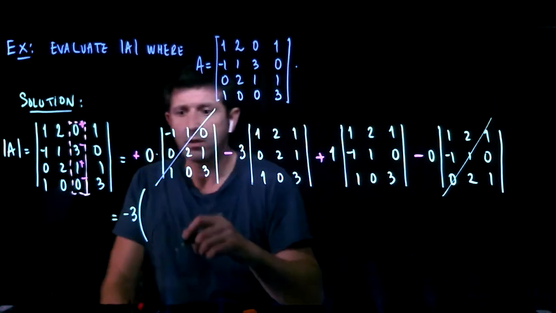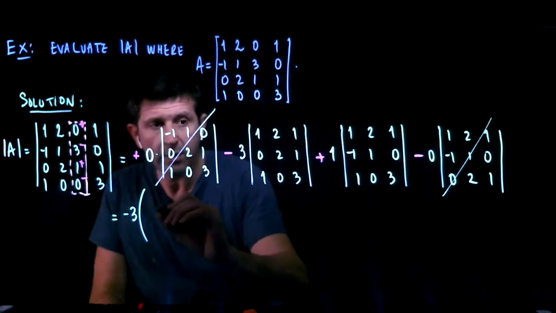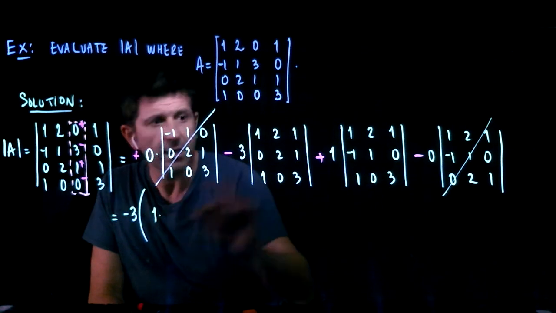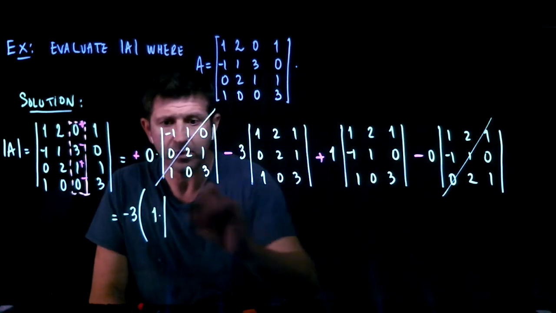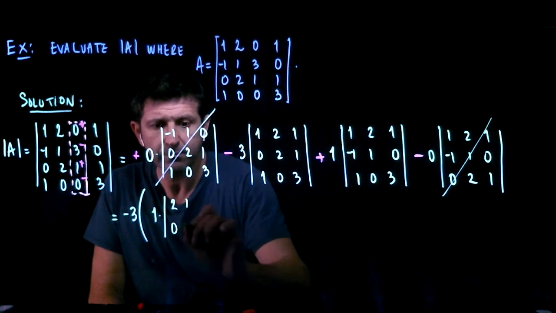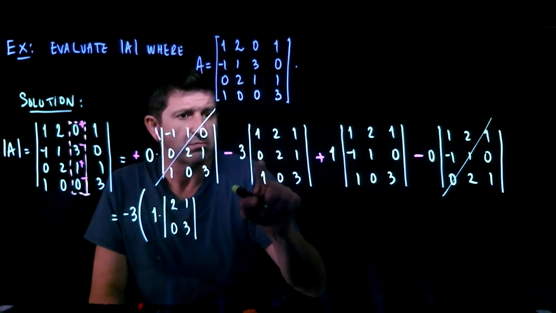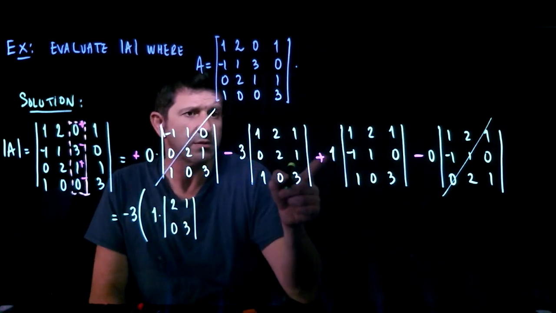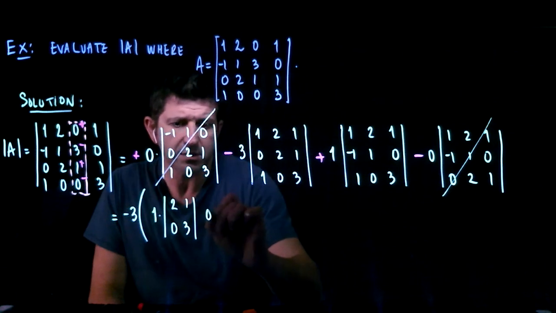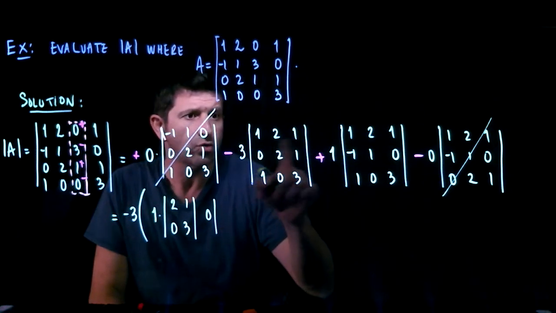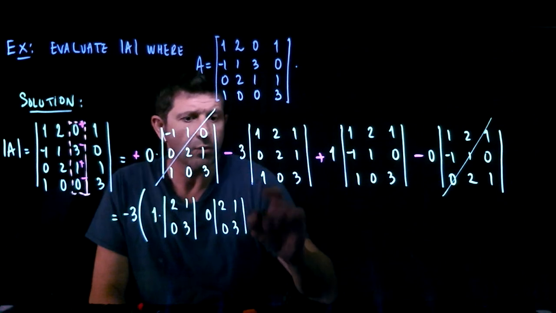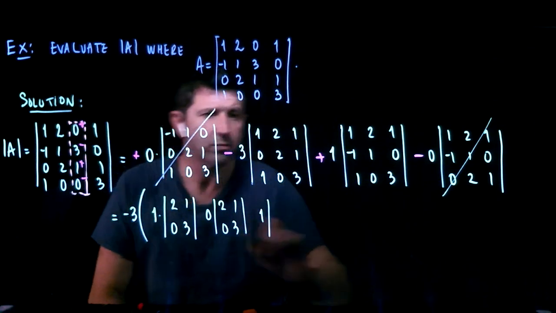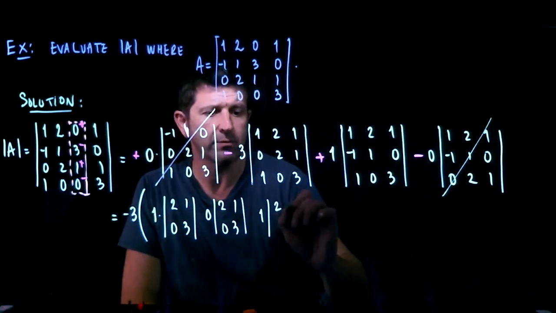Okay. So 1 times determinant of 2, 1, 0, 3. 0 times, I'm not going to, okay, I'm going to write it. 0 times 2, 1, 0, 3. And then 1 times determinant of 2, 1, 2, 1.